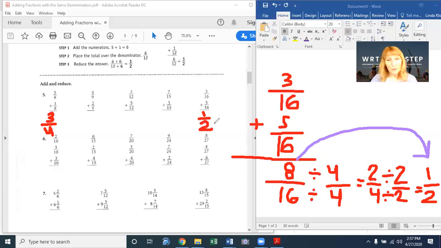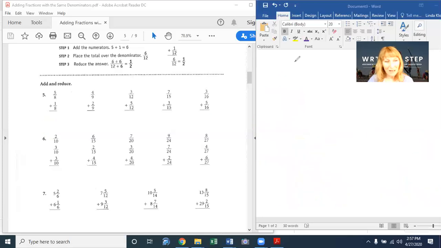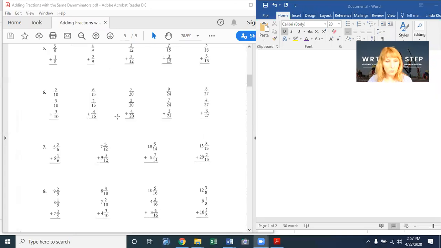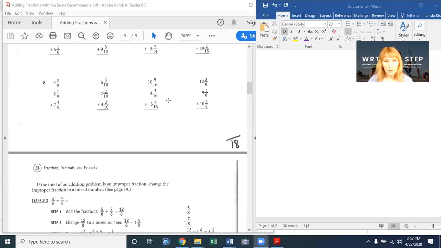Okay, let's try a few more. I'm going to clear my drawing. If you need to pause the video, go ahead. Going, gone. And now I would like to do row number 8. So let's scroll a little bit here. Let's look at the first problem in row number 8 right here. Let's write that out. We have 9 and 2/9. And we have 8 and 1/9.